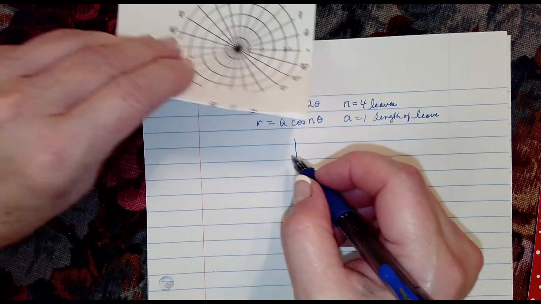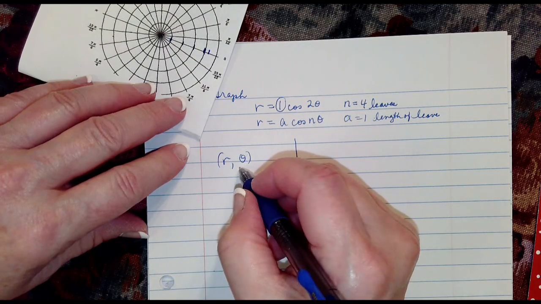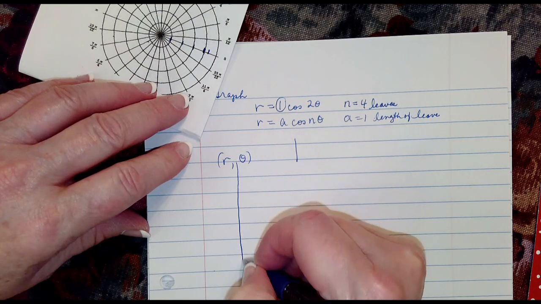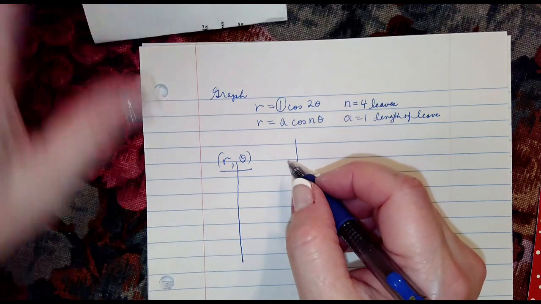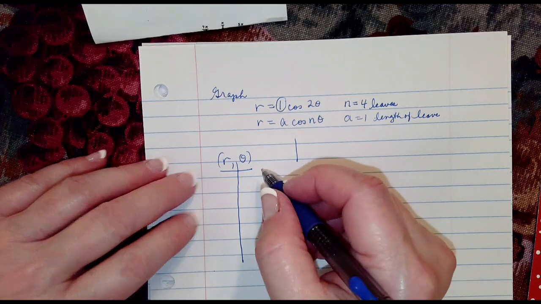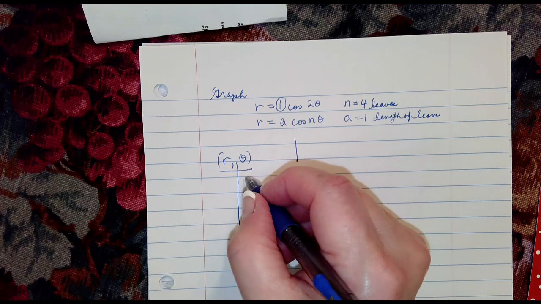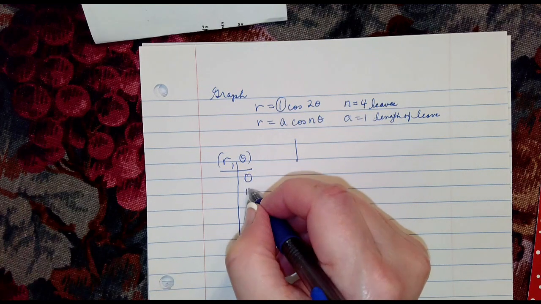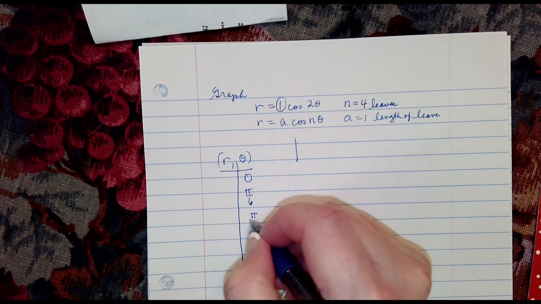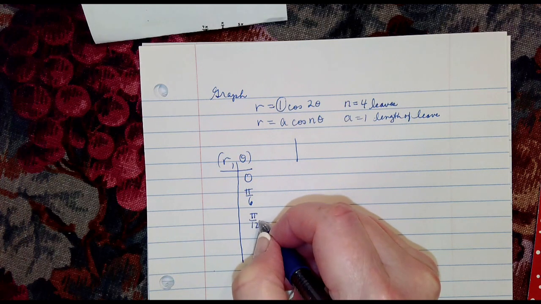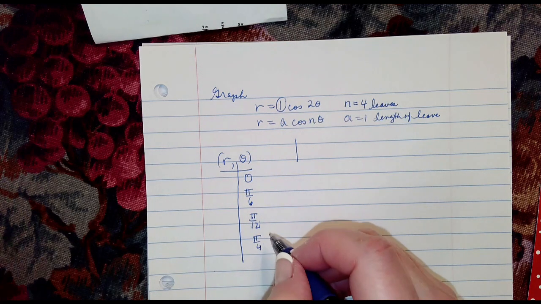So we get r comma theta again. We're making ourselves a chart. Now we don't need a lot of them because we can start paralleling those leaves after we get them. So we're plugging in for theta. So we're going to plug in 0 for theta. We're going to plug in pi over 6. We're going to plug in pi over 12. And we're going to plug in pi over 4. So let's see what we got with those.